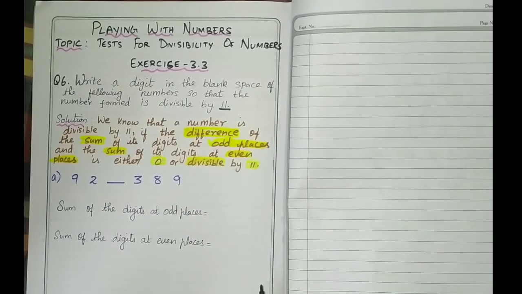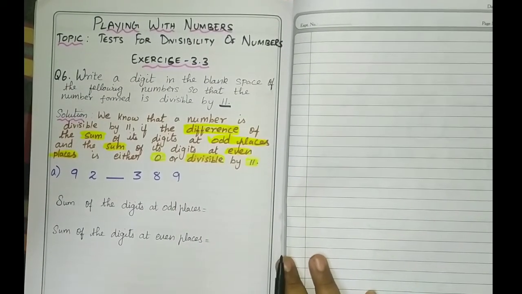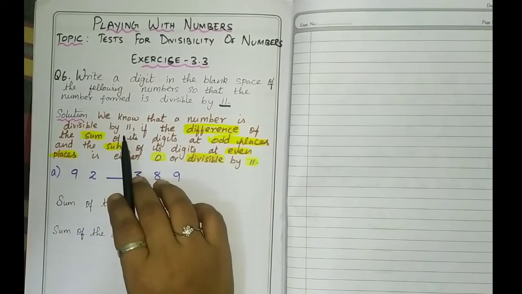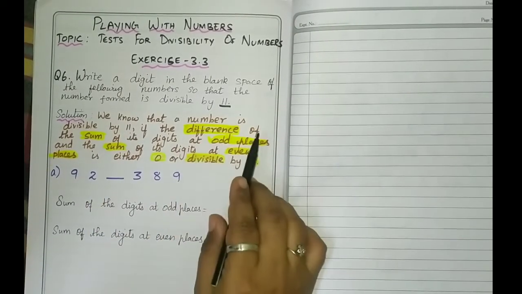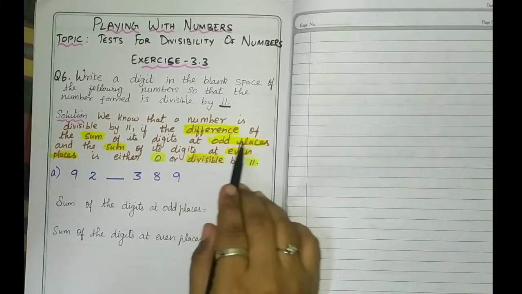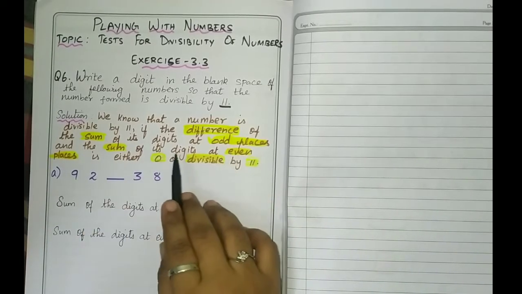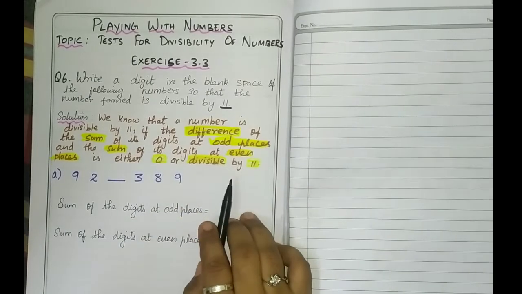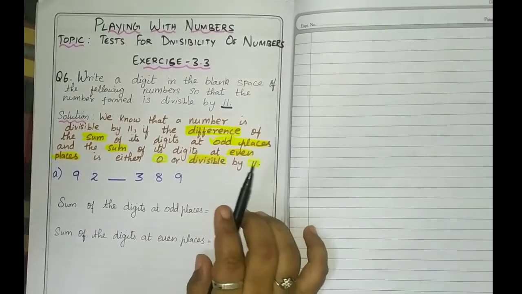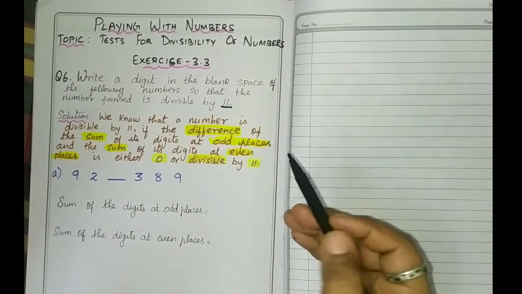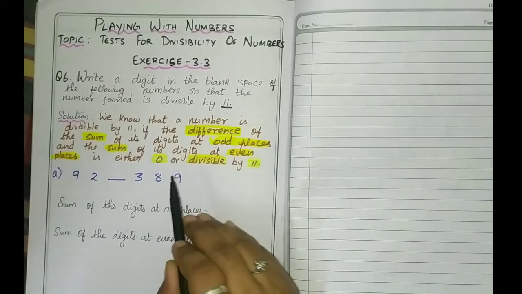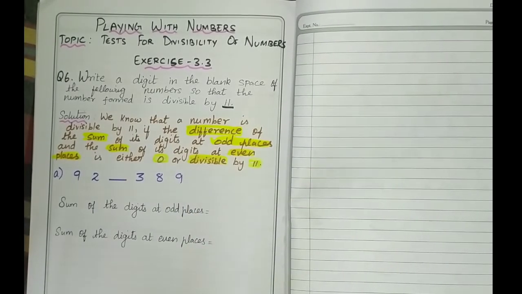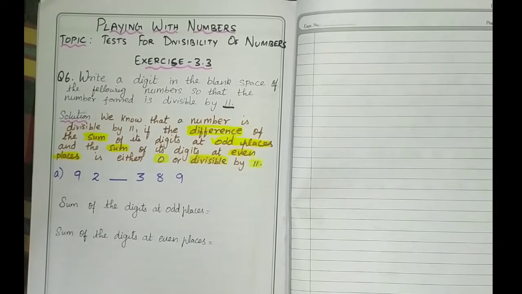Before moving to the solution part, we will discuss the divisibility rule of 11. We know that a number is divisible by 11 if the difference of the sum of its digits at odd places and the sum of its digits at even places is either 0 or divisible by 11. Right? So the difference should be either 0 or divisible by 11. Now in black color, I'll mark the odd places.